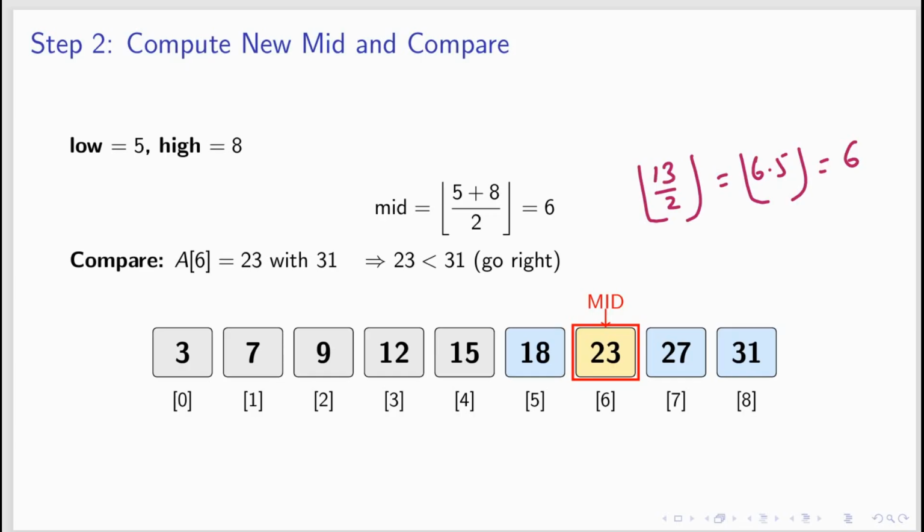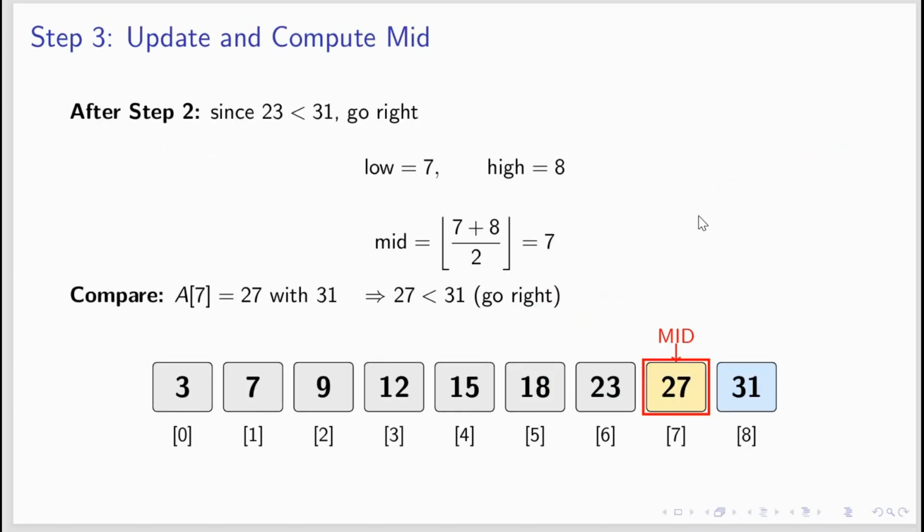Okay, now the element on index 6 is 23, and I will check that 23 is lesser than 31, then again I will go to the right side. Next, low is on index number 7 and high is on index number 8, meaning index number 7 and index number 8.